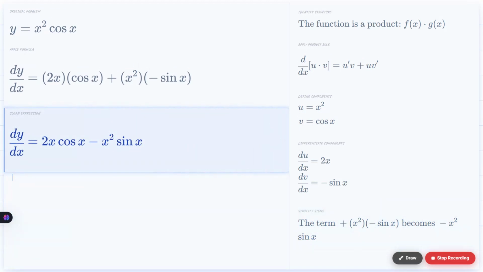We write the simplified derivative as 2x times cosine x minus x squared times sine x. We do this to show the final math sentence clearly. This shows the result of our work without extra symbols.